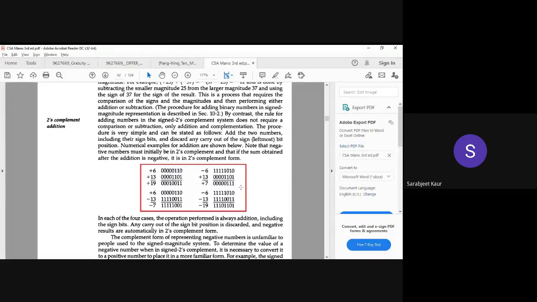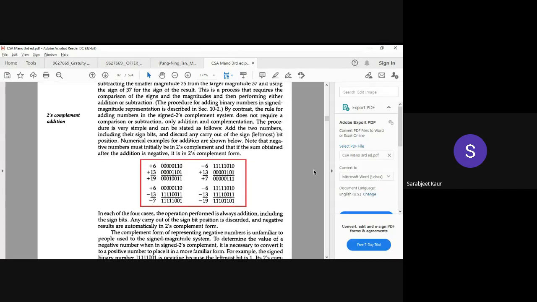And whatever is the answer, if we get an end carry, we just discard the end carry, and that is the answer. And when we don't get an end carry, we take the 2's complement of the answer again. So the same thing happens in all these cases, but you should practice this. This is what I'm just trying to tell you.